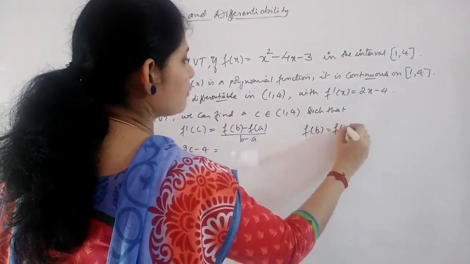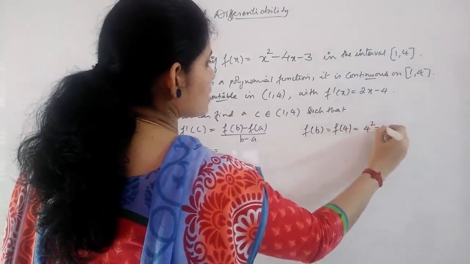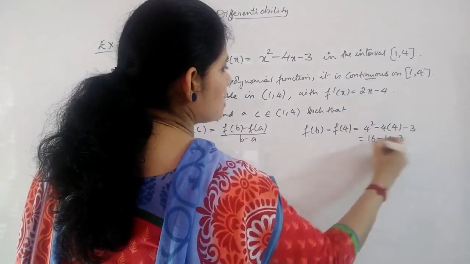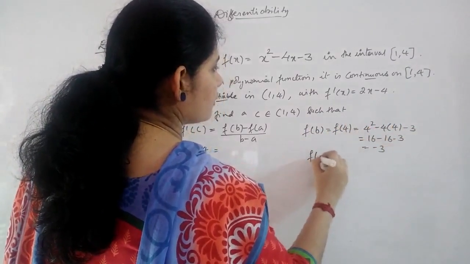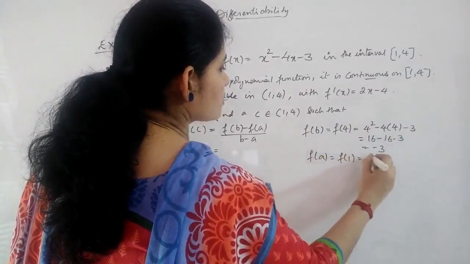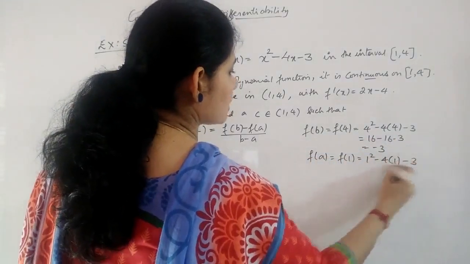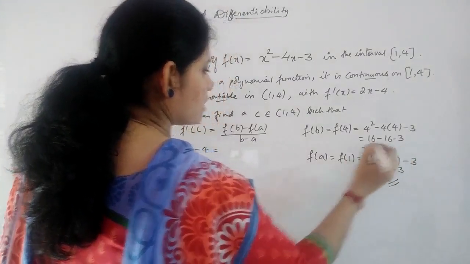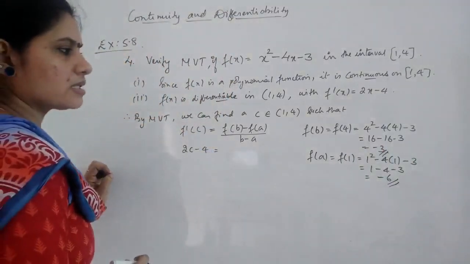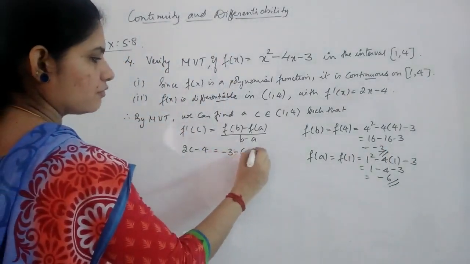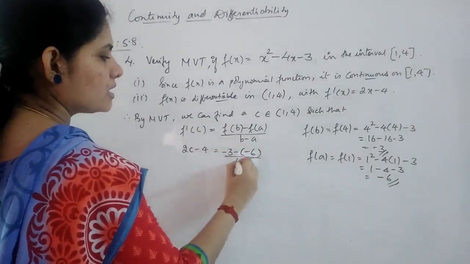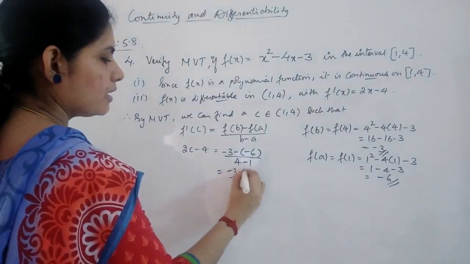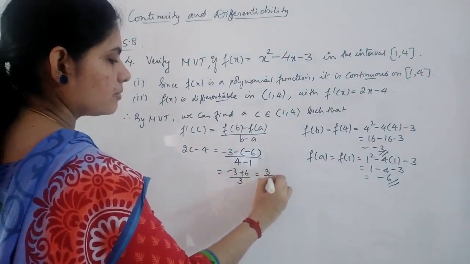f of b means f of 4, which is 4 square minus 4 into 4 minus 3. So you will have 16 minus 16 minus 3, which is minus 3. And f of a is f of 1, which is 1 square minus 4 into 1 minus 3, which is 1 minus 4 minus 3, which is minus 6. So you are getting f of b and f of a as minus 3 and minus 6 respectively. So you get minus 3 minus of minus 6 divided by 4 minus 1, that is minus 3 plus 6 divided by 4 minus 1. So here you are getting 3 by 3, which is 1.